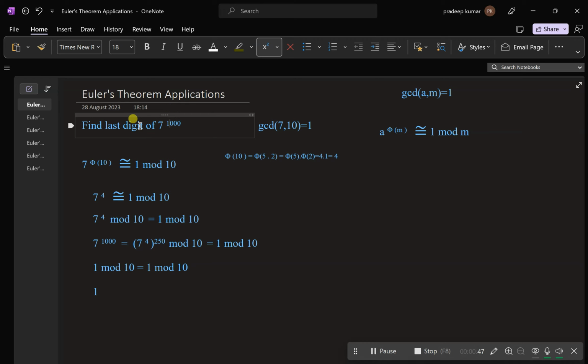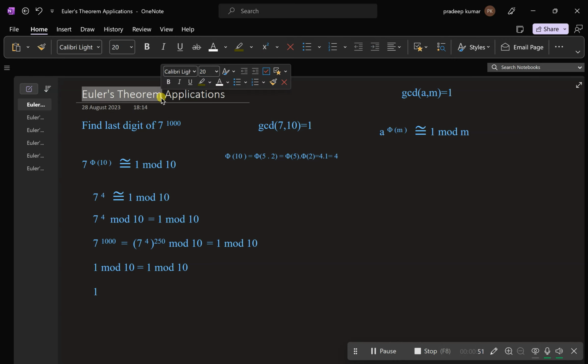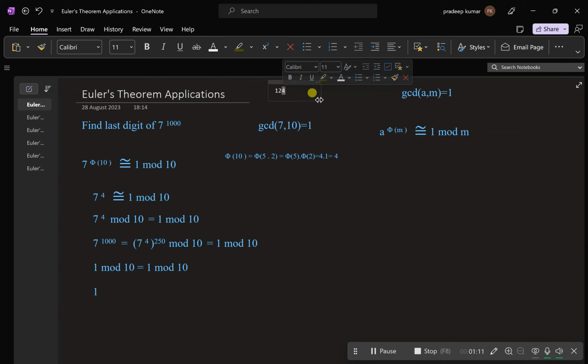This problem is an application of Euler's theorem, so we can apply it and solve this easily. How do we solve this? For example, let us say the number is 124. What is the last digit of 124? The number is 4. Everybody knows. So how did we find this? There is a simple way.